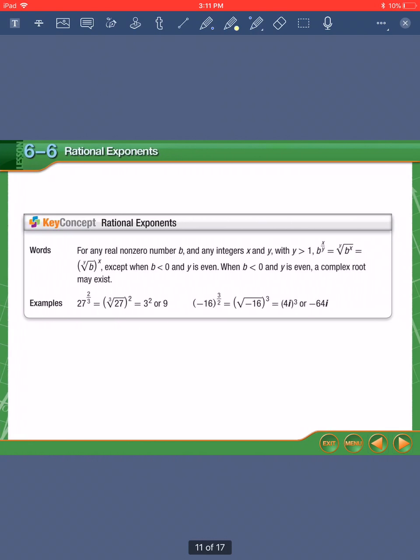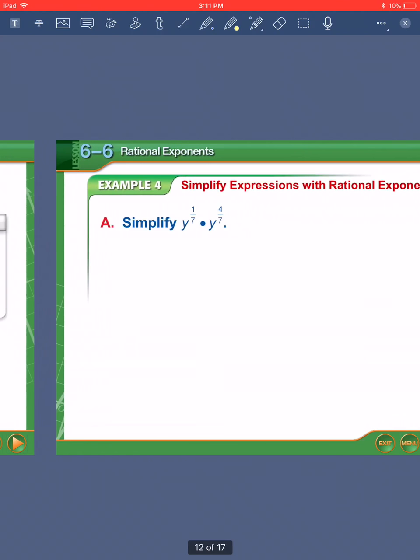Okay, this next page is just showing what we basically just got done doing. So 27 to the 2/3 power is the same thing as the cube root of 27, and then you square it, which is 3 squared, which is 9.